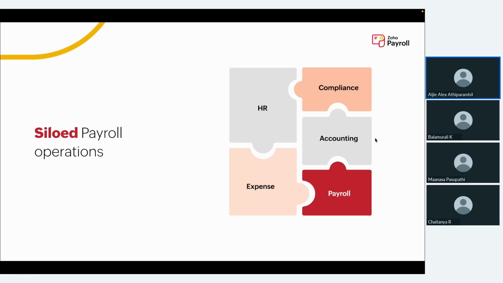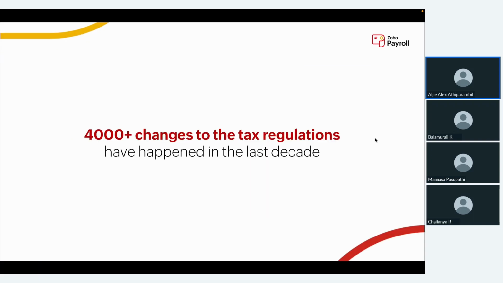To put this into perspective, here's a number that surprises most people. In the last decade alone, there have been over 4,000 changes in tax regulations. That includes federal, state, and local combined. And these changes impact payroll directly or indirectly, whether it's tax filing, deduction rules, or reporting requirements. This is why payroll cannot be treated as a background task. It's a live, evolving function that demands constant attention. And this is exactly why we built Zoho Payroll.